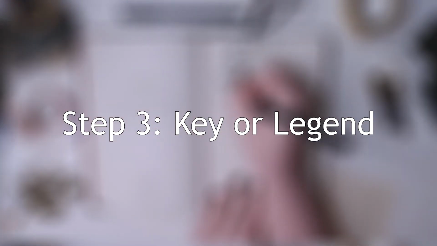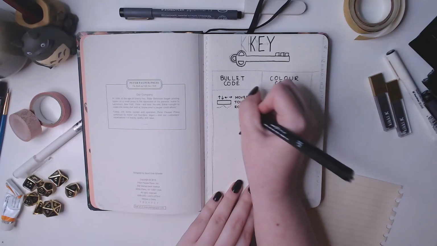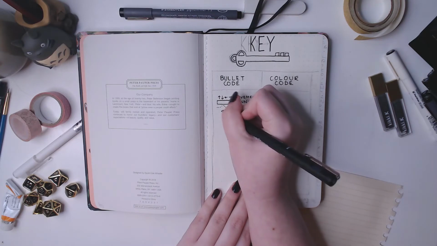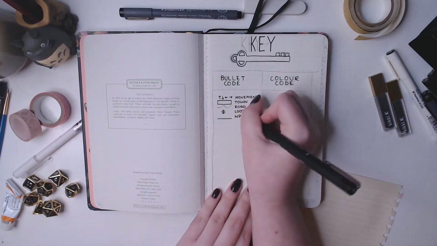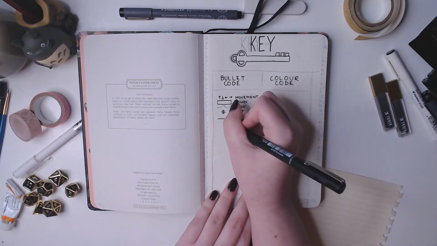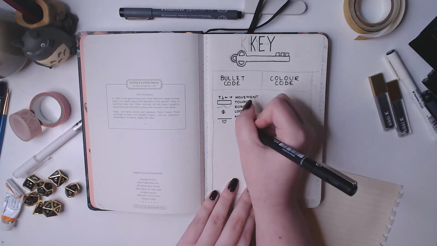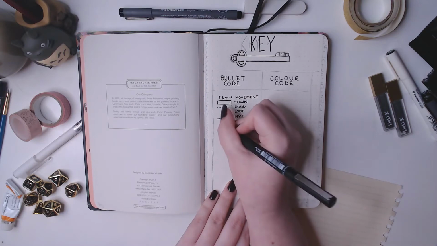Step 3. Key or legend. The next page should be 1 or 2 pages set aside for your key or legend. Bullet journaling is all about using different symbols to quickly note different events or tasks that need to be done each week or each month.